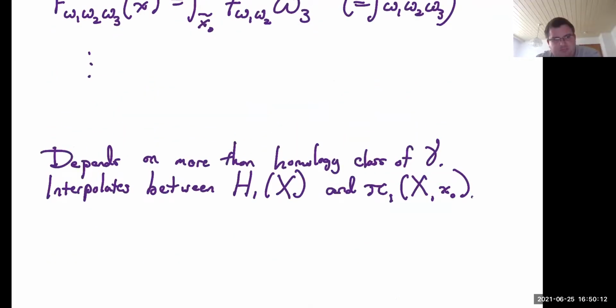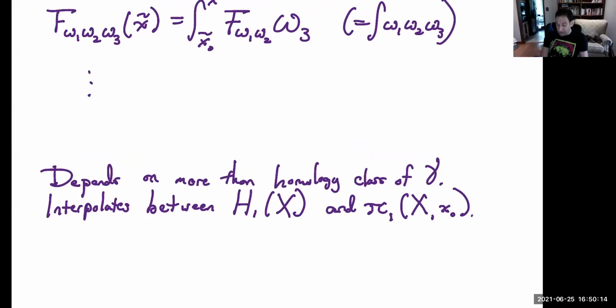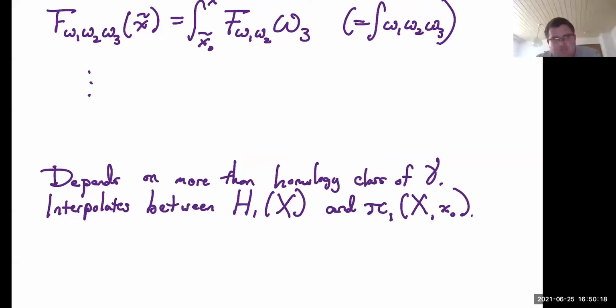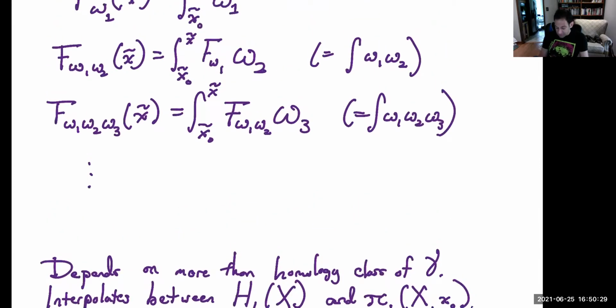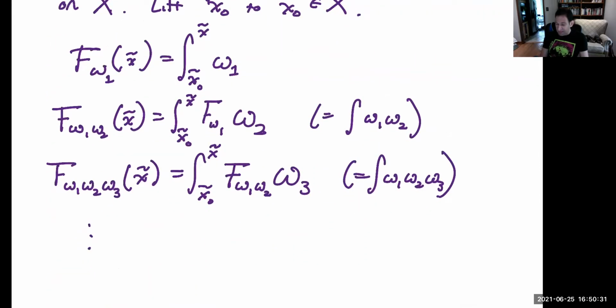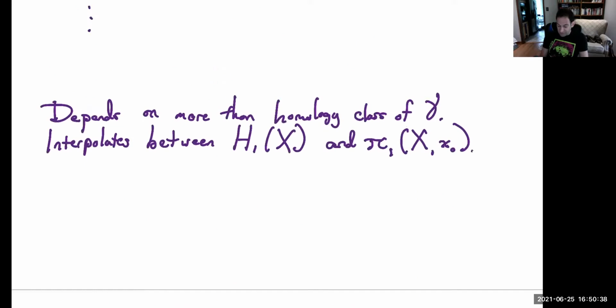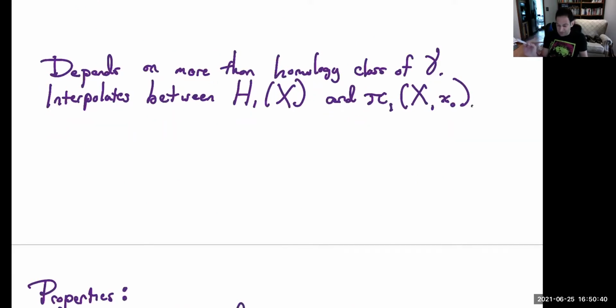And these depend on more than just the homology class of gamma. They depend on the unipotent bit of the fundamental group. So what's really happening is you're interpolating between homology and the fundamental group. Such things like single integrals in the classical sense descend to the universal abelian cover. These guys live on, I guess, the unipotent universal cover, where you're chasing through the lower central series.